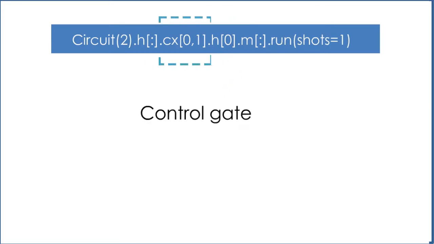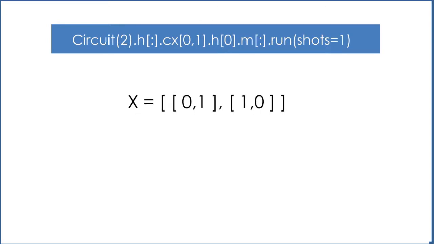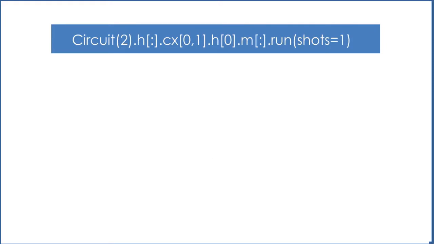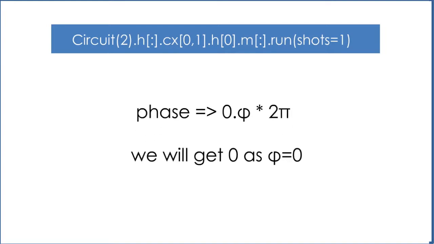Then, it will apply a control gate equivalent to the unitary operator. Here, we will get the phase of the X gate. The eigenvalue will be 1 and the phase will be 0. After that, for the final result and to get a bit, the code will perform the inverse Fourier transform by the H gate. The final result of this will be 0 and the phase will be 0.